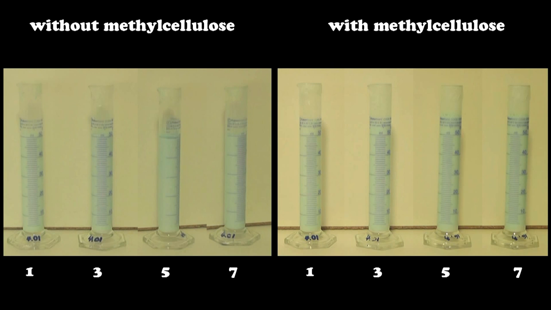This video concentrates on the effect of adding a viscosity enhancer, in this case methyl cellulose, to the suspensions. The suspensions on the left have not had any methyl cellulose added, and settle in the expected pattern. As before, suspensions 3 and 5 settle relatively quickly, with suspension 7 taking longer to settle, and suspension 1 remaining dispersed.